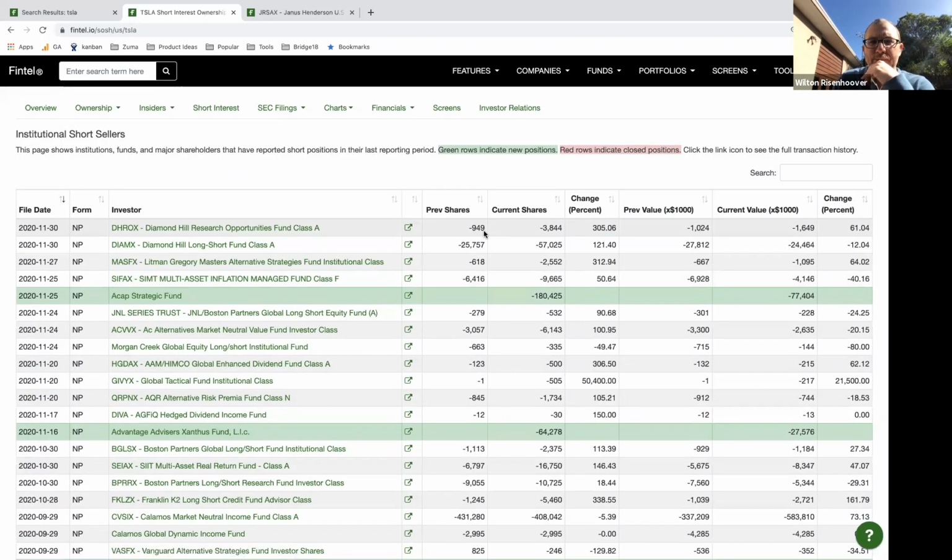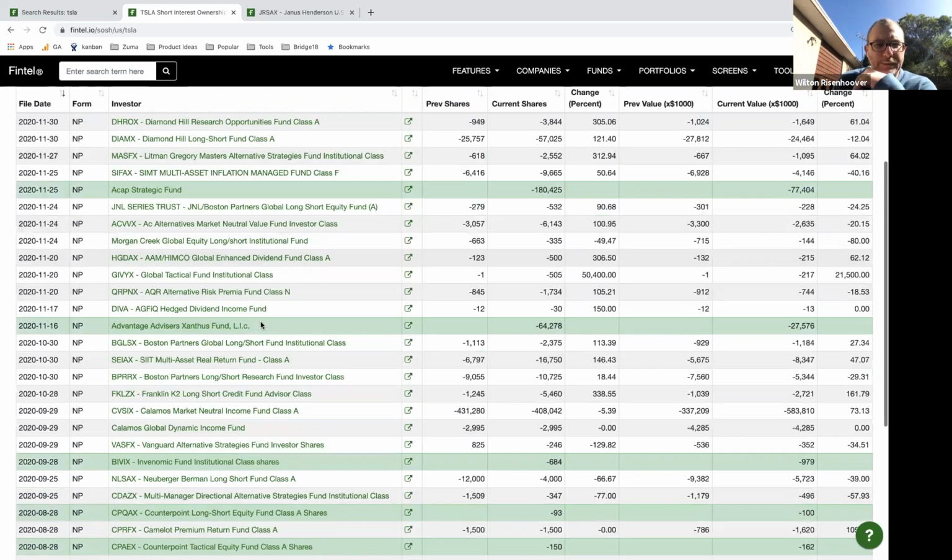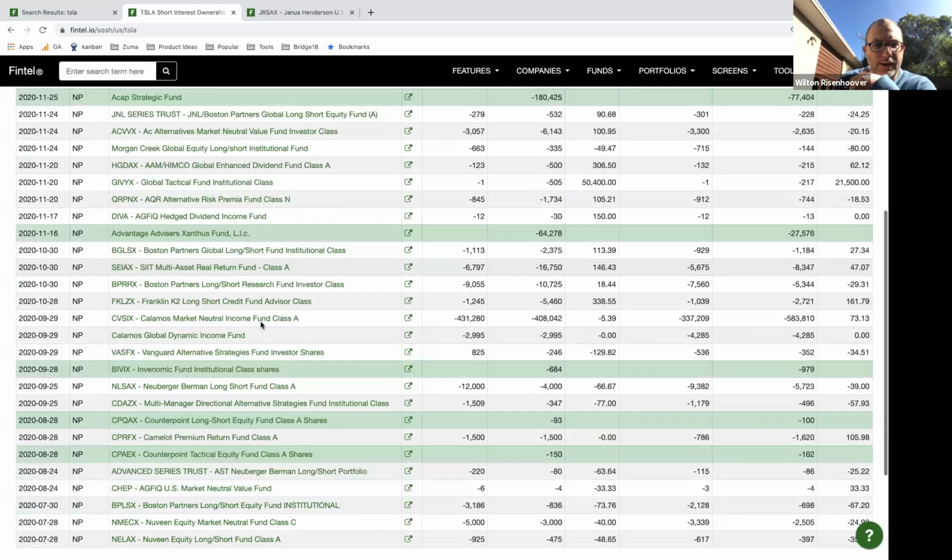With Tesla, we can actually see that there are 31 entries that are funds reporting short positions, and you can track them right here. In this case, this company had 949 shares short, and it now has 3,844 shares short. So it's increased its short position significantly. Here's another one with an increasing short position. These are all basically long-short funds or alternative strategies. But prior to these import filings, you were never really able to get a list of who was shorting a company, and now you can. This is available for paid premium members, obviously.